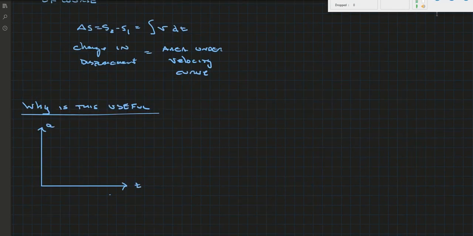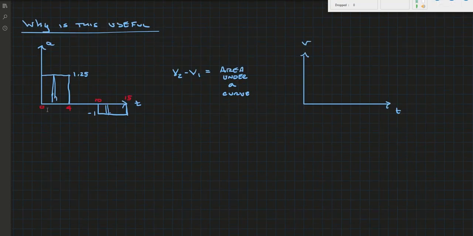So why is this useful? Well, let's say that I'm given my acceleration here, and my acceleration curve looks something like this. So it's a piecewise curve with uniform acceleration, or constant acceleration, at different times. In one point, the acceleration is equal to 0. So when the time goes from 0 to 15 with this sort of acceleration profile, I can use the information that the velocity change is equal to the area under the curve at these times.